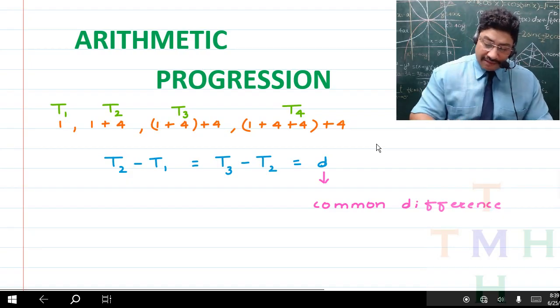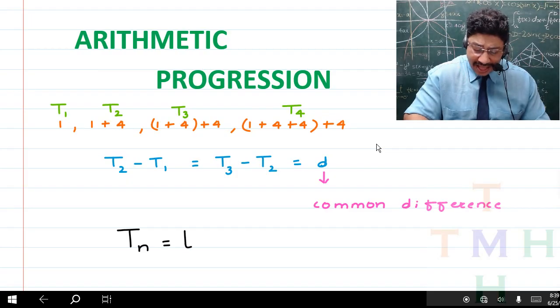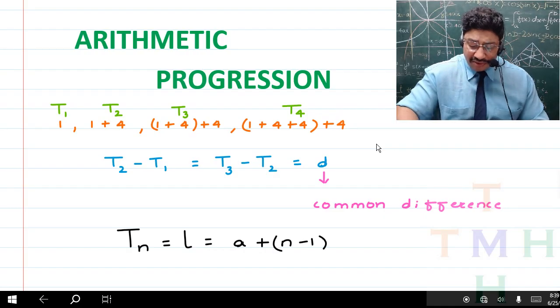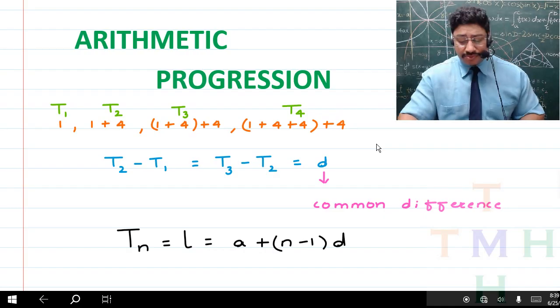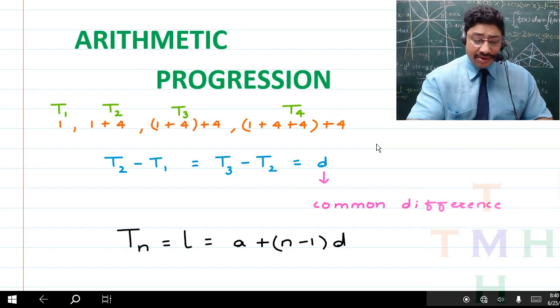Now children, the formula for the nth term goes something like this. That is, we now have Tn, which is also the last term, and that becomes equal to a, which is the first term, plus n minus 1 times of the common difference, which is small d, right? So children, this is the formula that you require to learn, right?